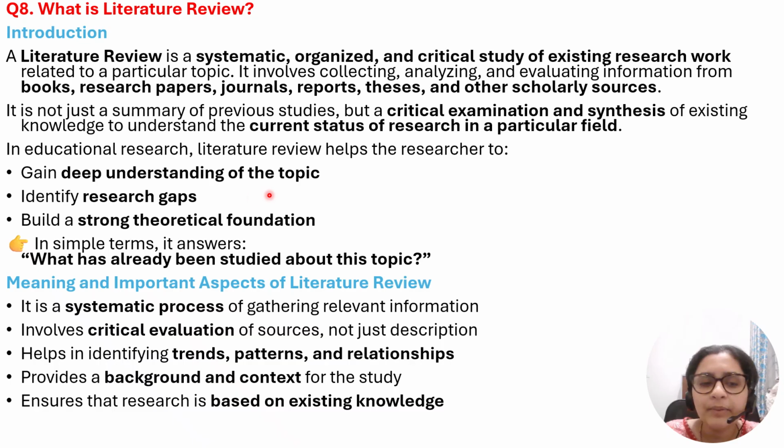It helps to gain deeper understanding of the topic. It will help to identify any research gaps. Then it will build a strong theoretical foundation. In simple terms, it answers what has already been studied about this topic. Then the meaning and important aspects of literature review: it is a systematic process. It involves critical evaluation. It helps in identifying various trends, patterns, and relationships, and it will provide a strong background and context knowledge for further research studies, and it will ensure that the research is based on existing knowledge.